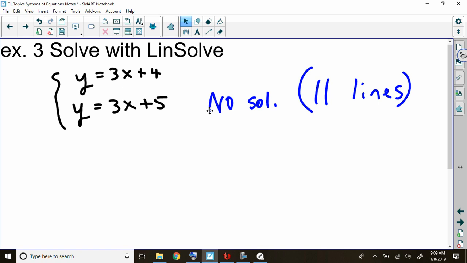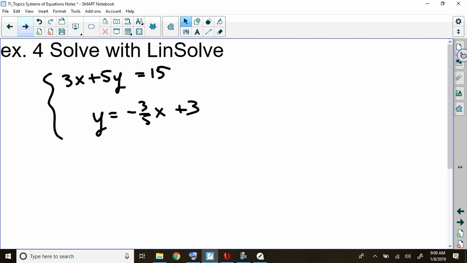Okay. So we just got one more example, and then that's it. And this is probably going to be new to just about everybody, this last one. So this last one, I'll go ahead and write this on the chalkboard. We got 3x plus 5y equals 15. So that first equation is not exactly in standard form, but it's pretty close. The second equation is y equals negative 3/5 x plus 3. And that's in slope-intercept form.